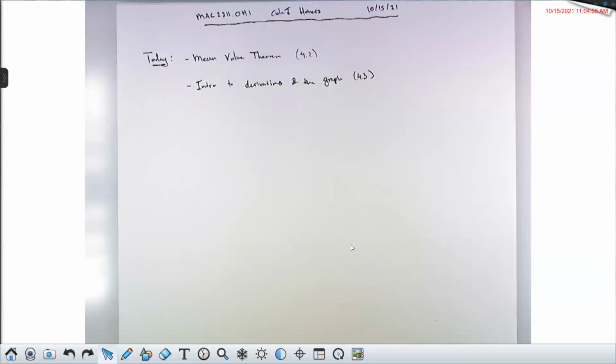So I'm just going to share with you the statement of the theorem and draw the picture, and I'll give you one or two little problems, but there's really not much we can do with it at this point that isn't very contrived. Okay.